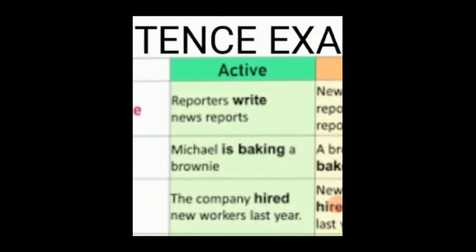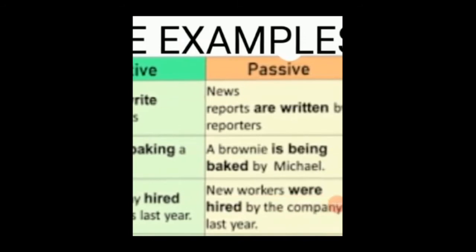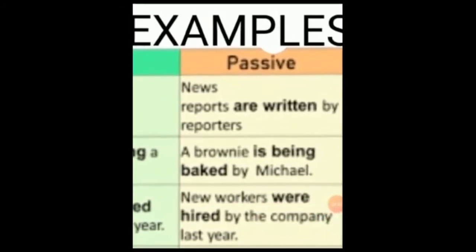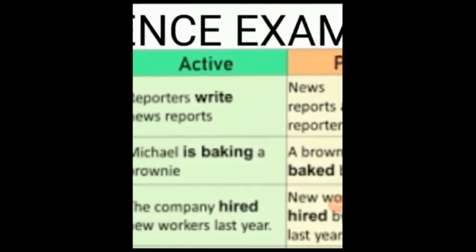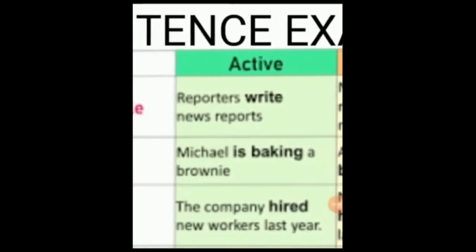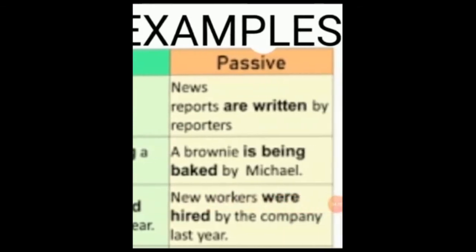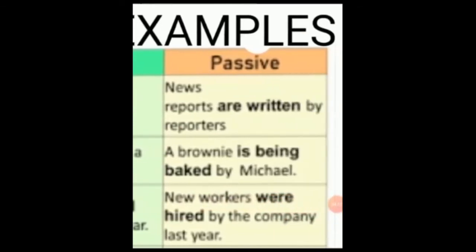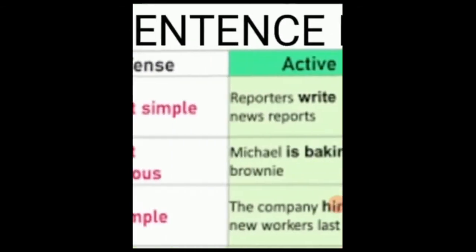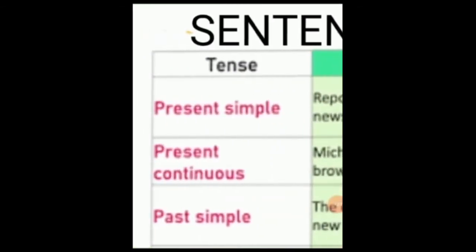Reporters write news reports. This is an active sentence. Reporters write news reports, where reporters the subject, write is the verb, and news reports the object. Now let's change into passive. News reports are written by the reporters. So what you have done, you have just interchanged the subject to object and object to subject, right? So news reports will come first and the reporters will come last. And written is the verb and are is the auxiliary verb which you are going to insert into it. Then the next tense is present continuous tense.